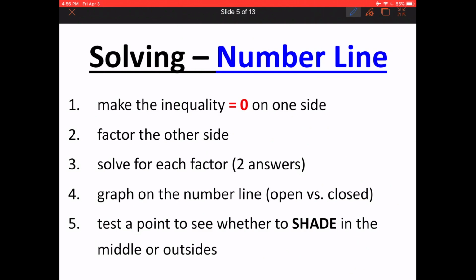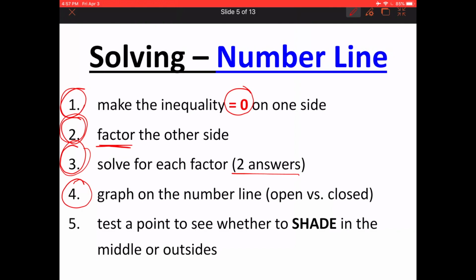The second method of solving is going to be solving on a graph. So my steps for solving on a number line: make the inequality equal 0 on one side, factor the other side. Remember, we have our table of factoring. For step 3, solve for each factor. We get 2 answers. For step 4, graph on the number line.